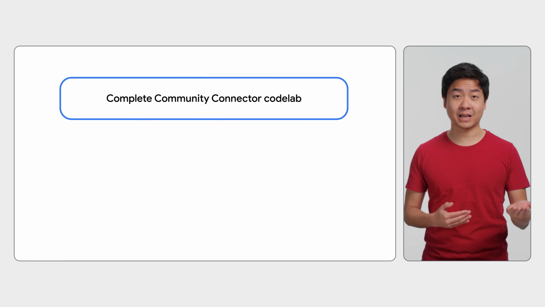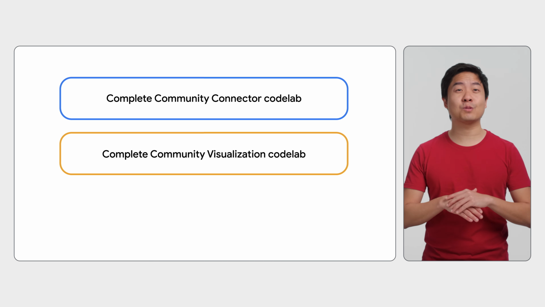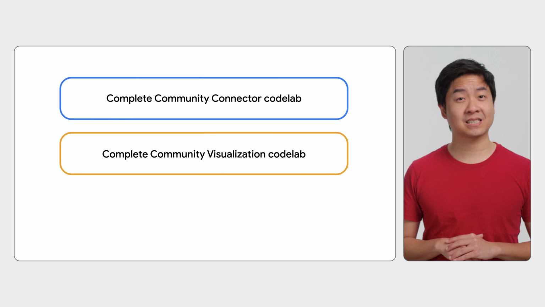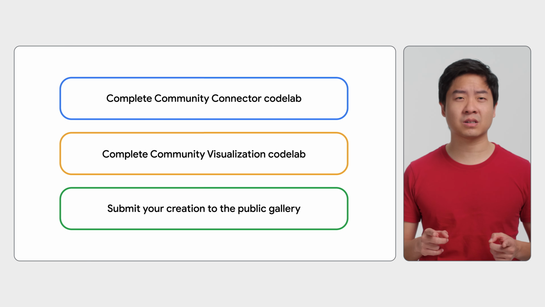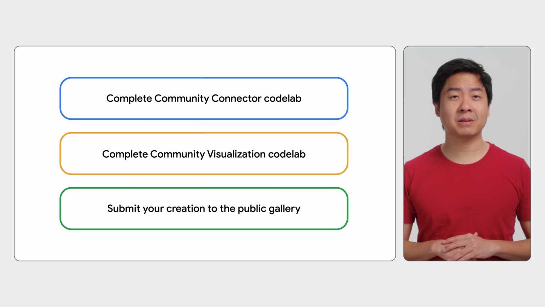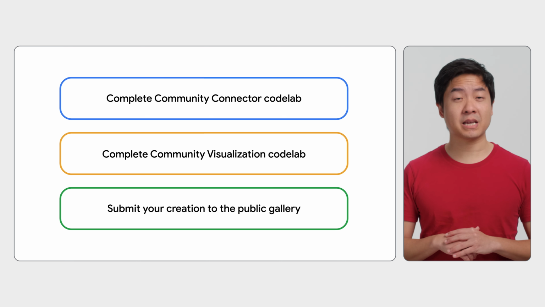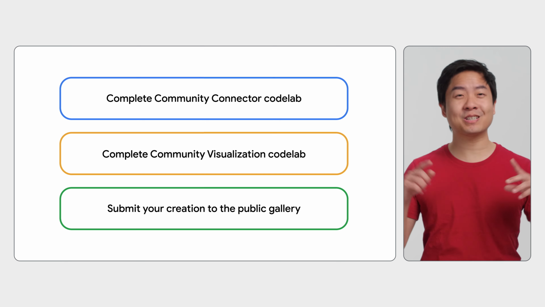If you want to get started, try out these couple steps. Complete our Looker Studio Community Connector Collab to build a basic connector. Then, try out our Looker Studio Community Visualization Collab to build a visualization too. Lastly, consider submitting your community connector or visualization to our public galleries so others can try them out. We've linked to the collabs and publishing guidelines in the description below.